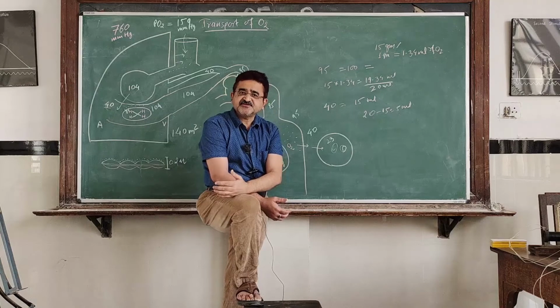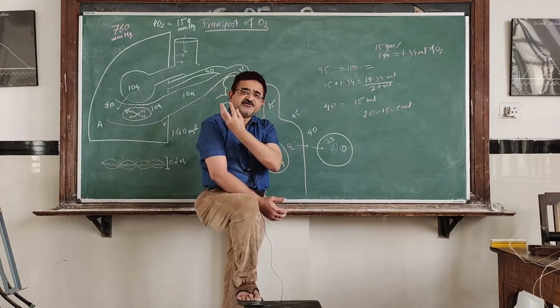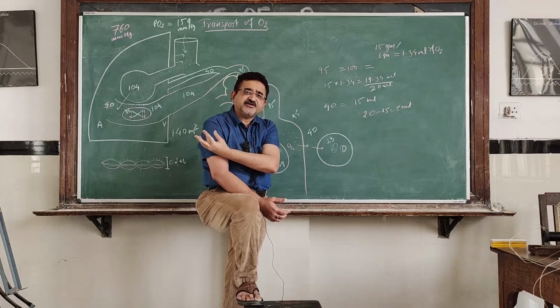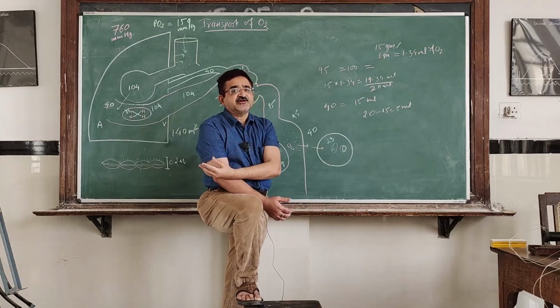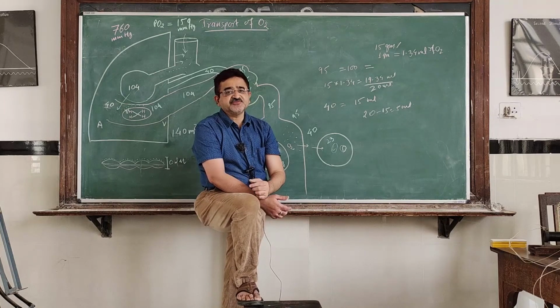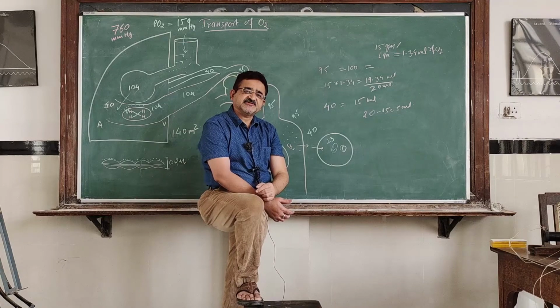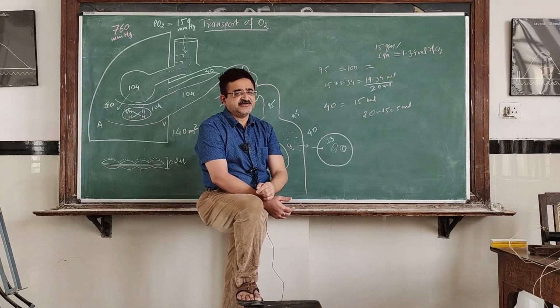This effect of partial pressure of O2 on the transport of O2 is explained by one curve, and name of that curve is oxygen hemoglobin dissociation curve, and we discuss that curve in detail in the next topic.